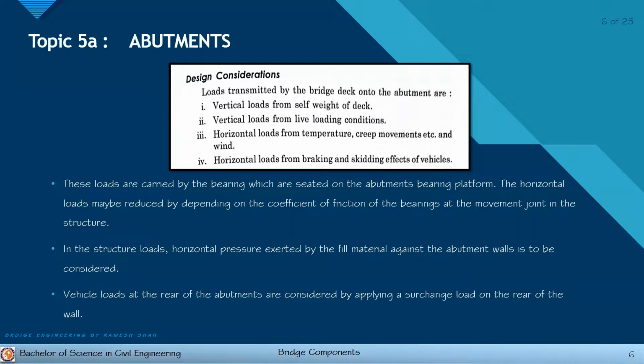In the structural loads, horizontal pressure exerted by the fill materials against the abutment wall is to be considered. Vehicle loads at the rear of the abutments are considered by applying a surcharge load on the rear of the wall.